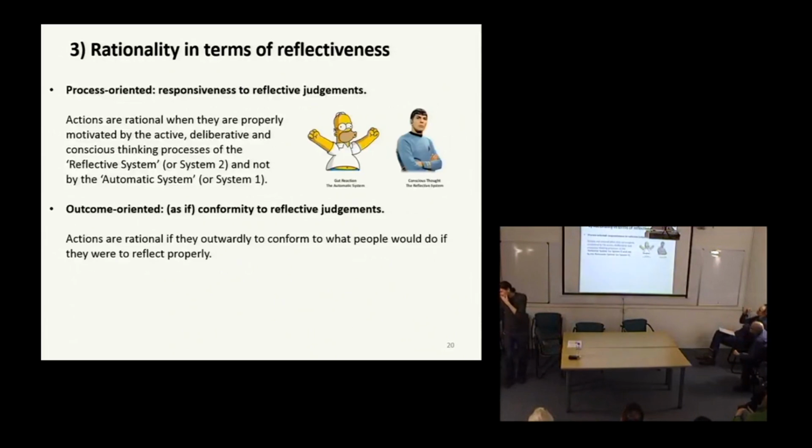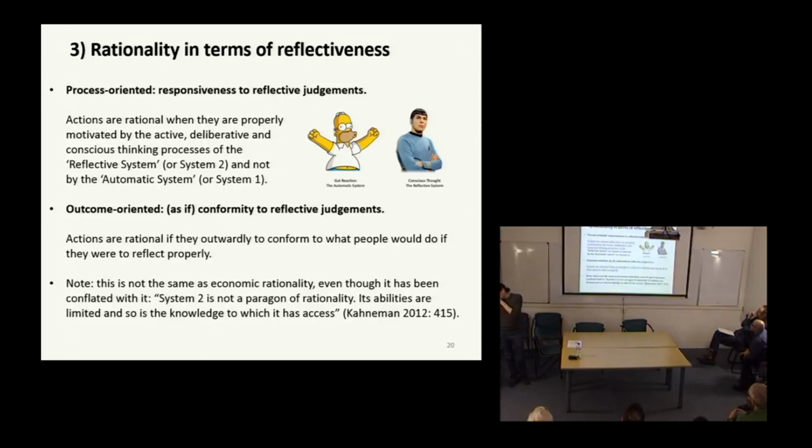Without going into a long discussion, this is the same thing. We've already talked about the automatic system and the reflective system, Homer Simpson and Spock, and I'm completely in favor of drinking champagne and being Homer from time to time, by the way. So reflective judgment, but you have the same story with respect to process-oriented and outcome-oriented. The nudges do not want to turn us into Spock. They want to help us do what we would do if we were Spock.